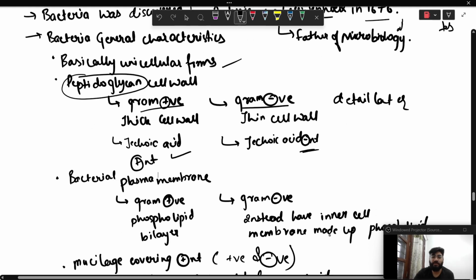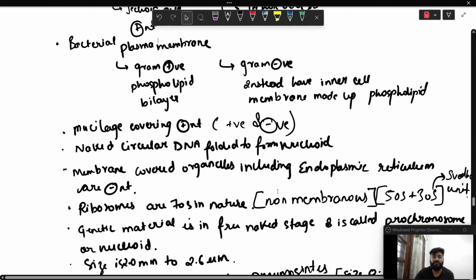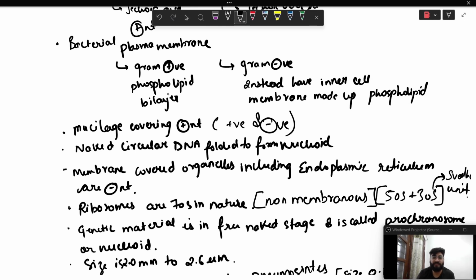We'll talk a bit about the bacterial plasma membrane. Gram positive bacteria have a phospholipid bilayer, but gram negative bacteria have an inner cell membrane made up of phospholipid. We'll go into much more detail about the structure later on. These are the general characteristics. Mucilage covering is present, and naked circular DNA is present in the form of a nucleoid. We'll go into details about all this later on.